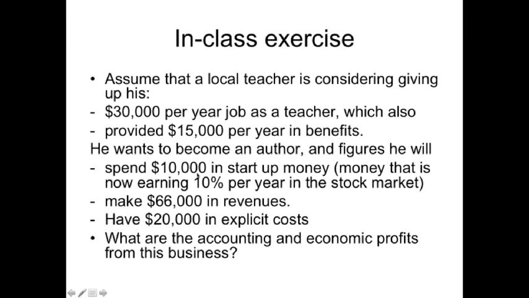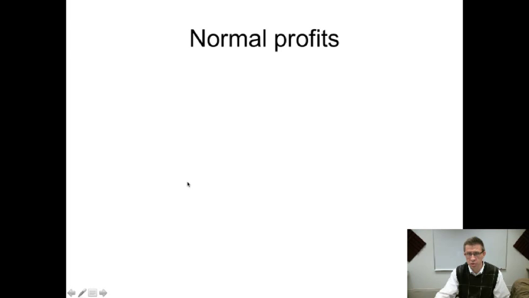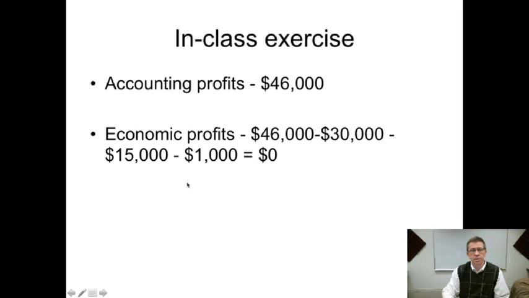$1,000 in lost interest income, $10,000 in startup money, earning 10% per year. That's $1,000 in interest income that this person won't earn. So the economic profit for this person becoming an author is zero. And this economic profit of zero is a very important number, a very important concept.